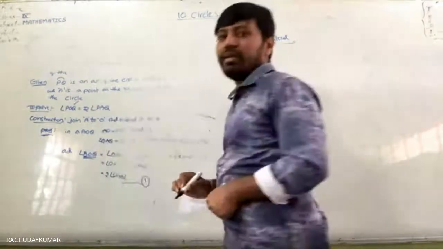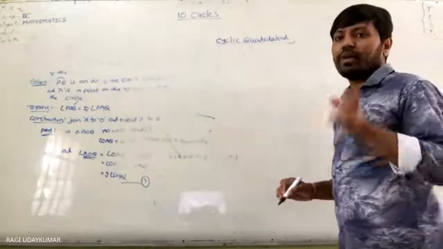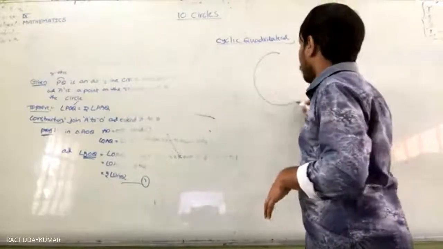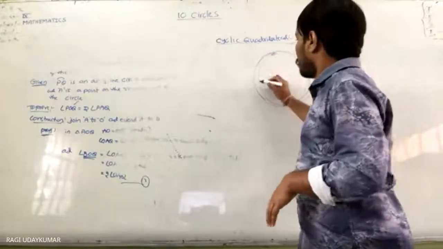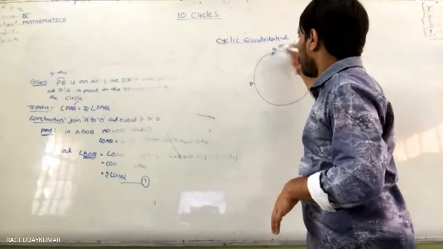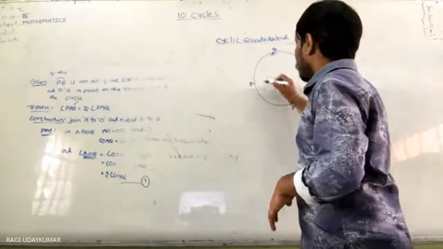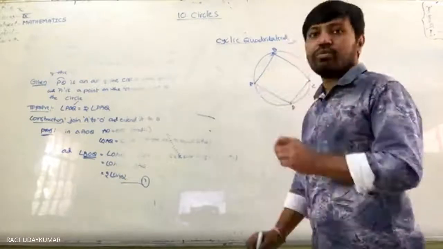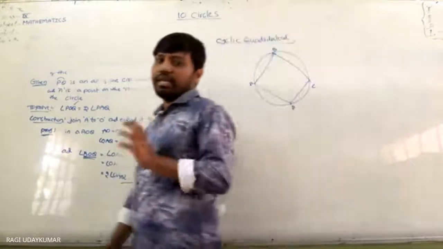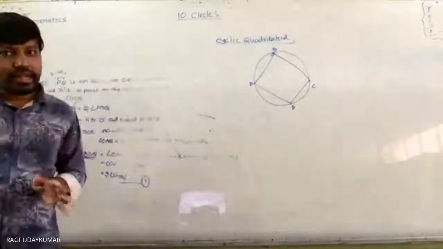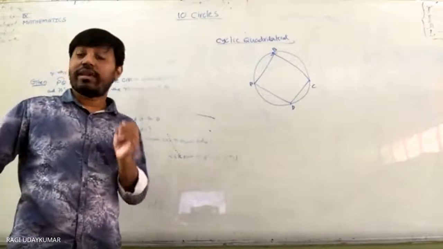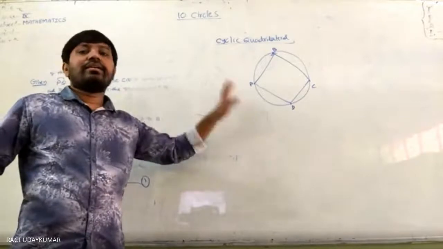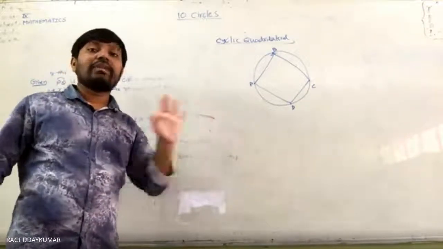Cyclic quadrilateral is nothing but if 4 points of the quadrilateral are on the circle, then that is called a cyclic quadrilateral. Suppose here a point I have taken, here a point I have taken, C and D. A, B, C, D. This is a quadrilateral. This quadrilateral is called a cyclic quadrilateral if the 4 vertices of a quadrilateral lie on a circle, and that quadrilateral is called a cyclic quadrilateral.